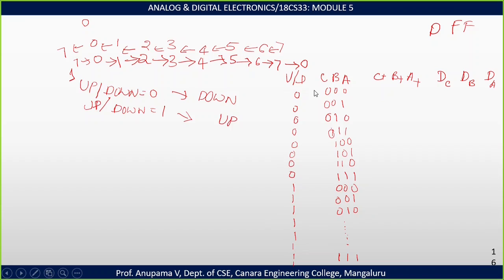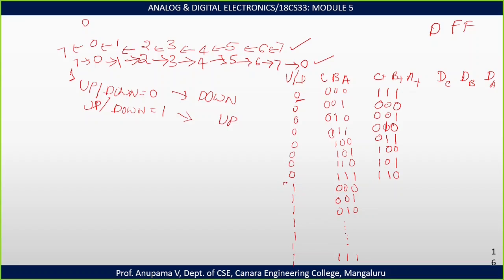So when up and down is 0, you have to see the first sequence. If it is 1, then you have to see the second sequence. Since up and down is 0, what is the next sequence of 0? 7. Next sequence of 1? 0. Next sequence of 2? 1. Next sequence of 3? 2. Next of 4? 3. Next of 5? 4. Next of 6? 5. Next of 7? 6.